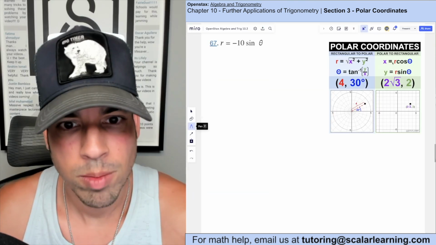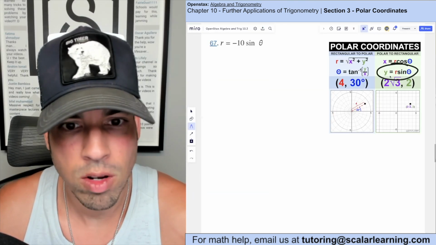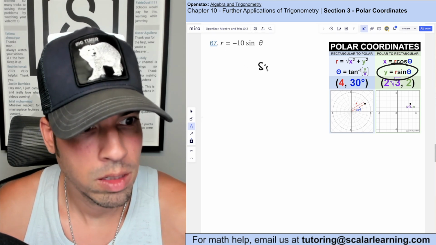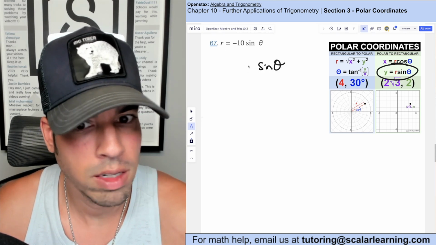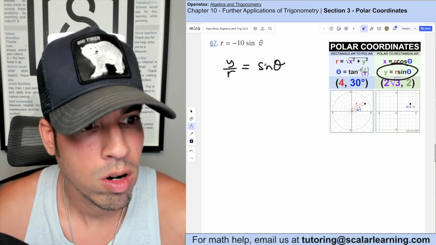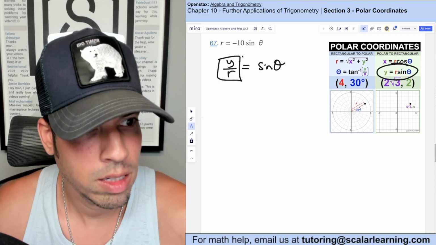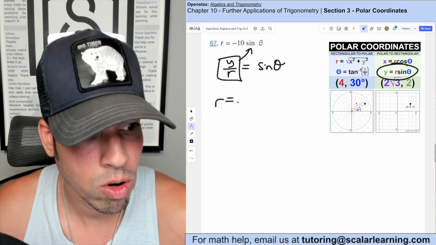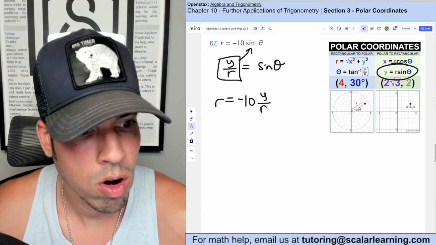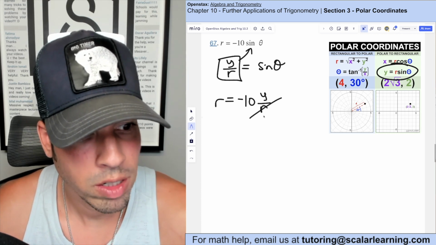Done. So for this one, I'm going to start with this. I know that r sine theta is equal to y, which also means that sine of theta is equal to y over r, right? If I divide both sides by r, which means I can plug this in for sine of theta. So now I have r is equal to negative 10 y over r.